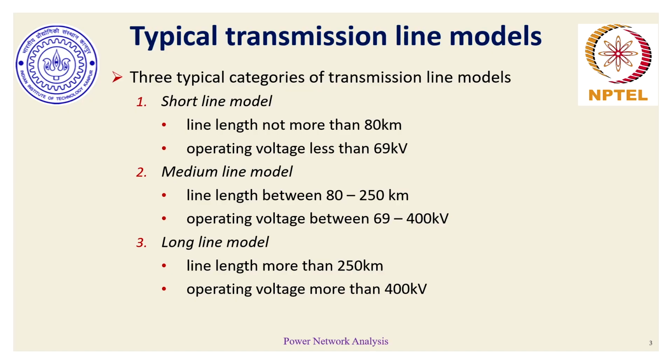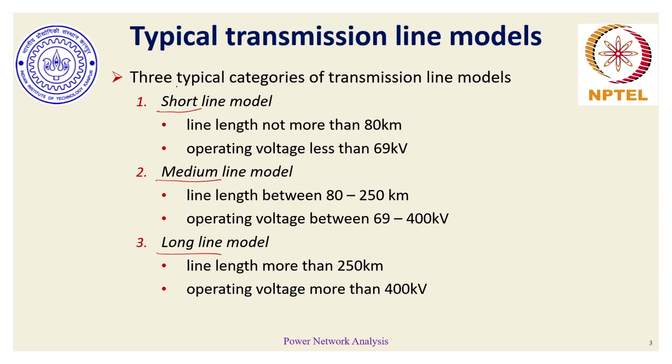If you recollect, the models that are typically common in transmission line network literature are three models: short line, medium line, and long line. And as discussed in the previous lecture, short, medium, and long don't always refer to the categorization of model in terms of line length. They also depend on what type of operating voltage the line is operating at.